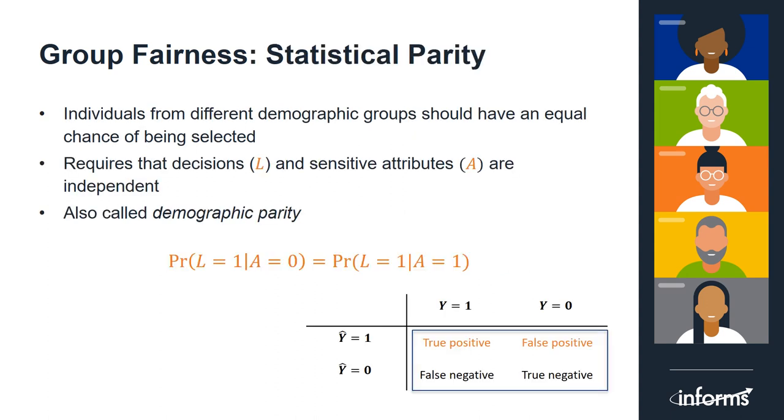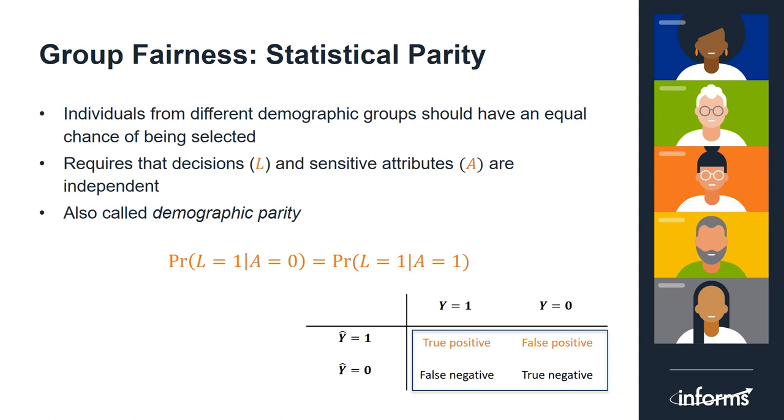Statistical parity is one of the most popular fairness notions in the computer science community. It's also called demographic parity. It requires that individuals from different demographic groups should have an equal chance of being selected for favorable actions, such as being granted a loan. In other words, it requires that decisions and sensitive attributes are independent, or the proportion of individuals with Y hat equaling 1 is the same for different demographic groups.